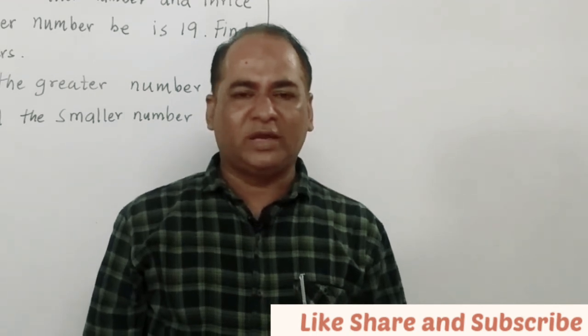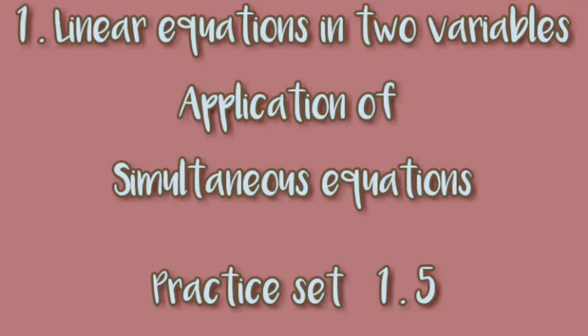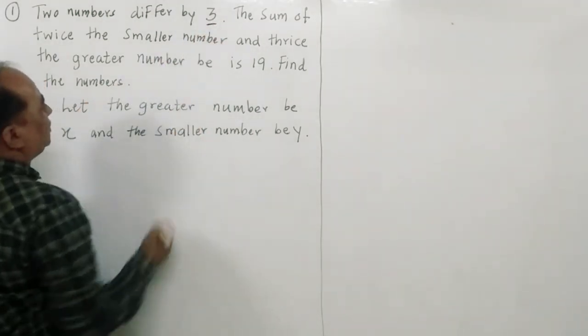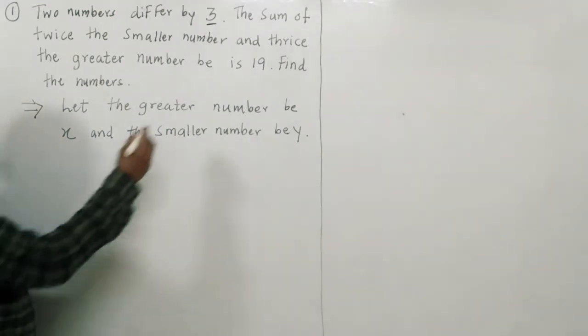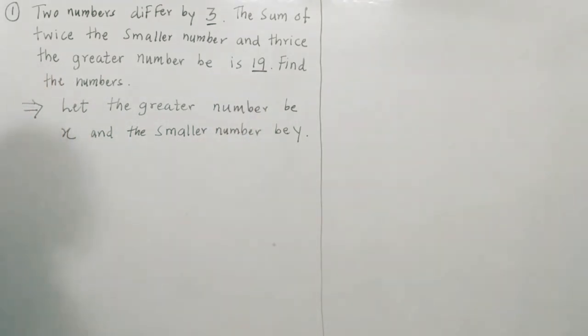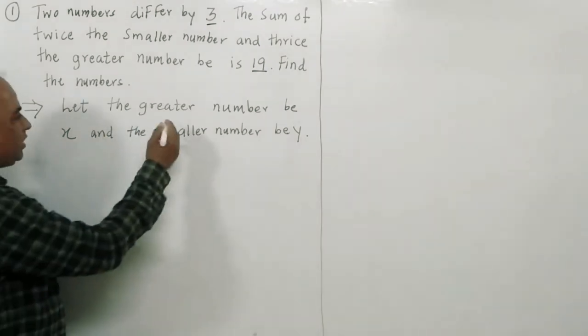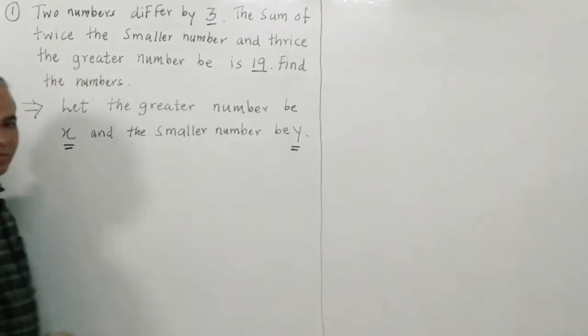So, let us solve examples of practice set 1.5 from the chapter Linear Equations in Two Variables. First example: two numbers differ by 3. The sum of twice the smaller number and thrice the greater number is 19. Find the numbers. So first, let us assume here one number is greater and one is smaller. Let us assume that the greater number be x and the smaller number be y.